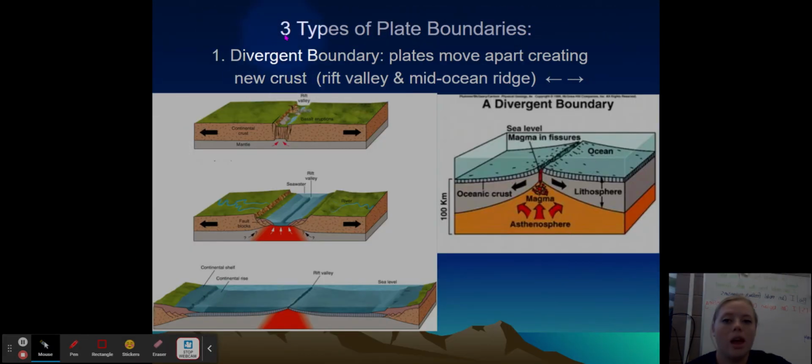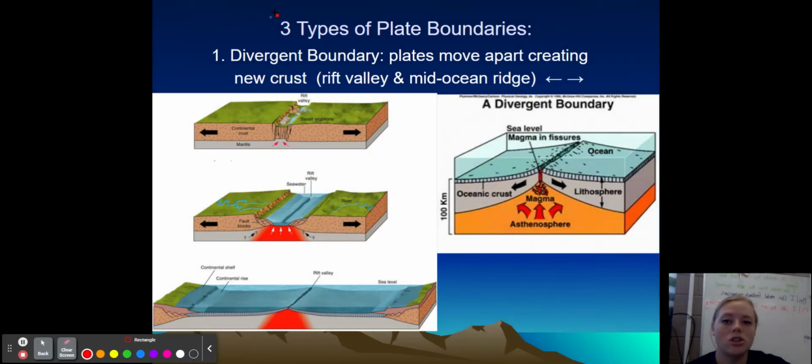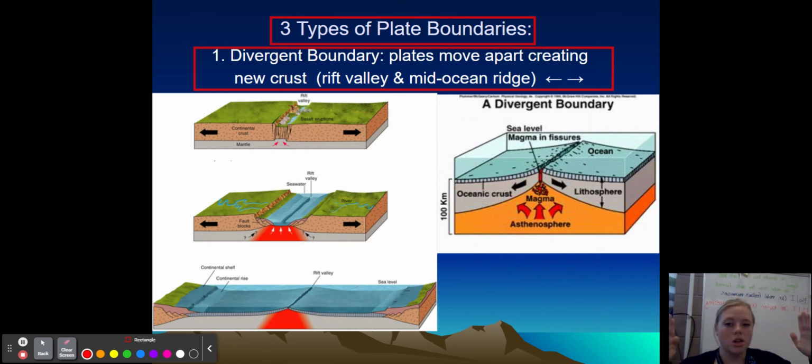Okay, 3 types of boundaries. I want you to title this section 3 types of boundaries, and we're going to go over all 3 types. The first being a divergent boundary. It's important to write all of this because what this is telling us is that not only do plates move apart, creating new crust, but there are 2 things that do that, the rift valley and a mid-ocean ridge.